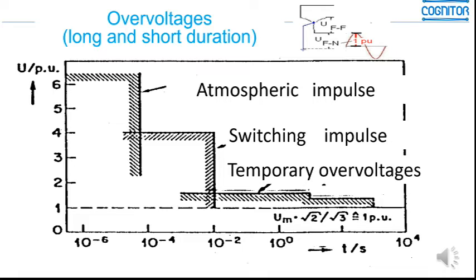And we have also here the temporary overvoltages, which are overvoltages with durations of seconds to even 2 minutes. And the range of these overvoltages is something like 1.2, 1.3, 1.5 times the rated voltage, the 1 per unit voltage of that circuit.